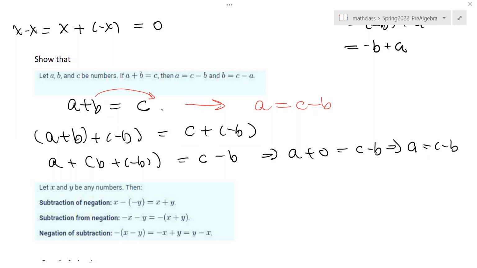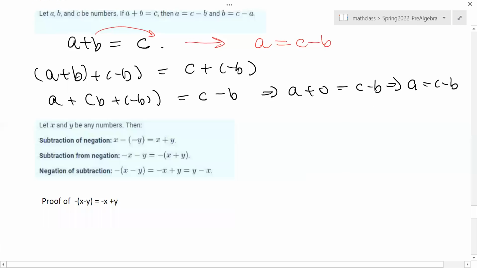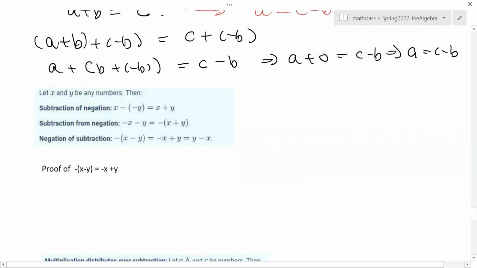So x minus negative y is going to be x plus y. Negative x minus negative y is going to be negative x plus y, and I think we already mentioned this earlier. Okay, so negative x minus y is going to be negative x plus y. Let me explain, let me prove this, the last one.